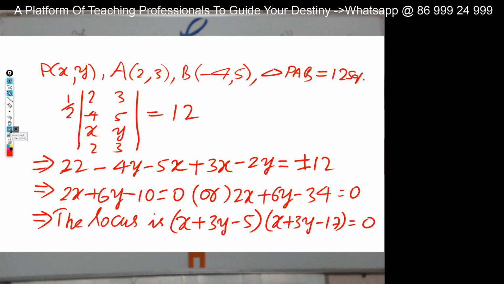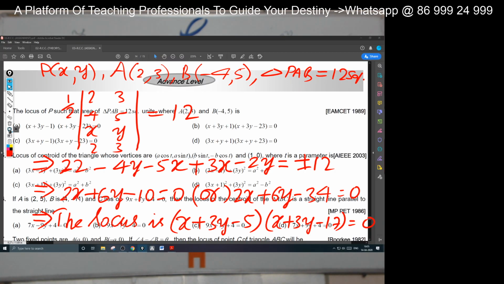So what is the adjustment here? Generally, this question is given in two types. The answer may be given by multiplying all this, or without multiplying, it can be given as two lines like this. So both are same. Let us check the answer. X plus 3y minus 5, x plus 3y minus 17. We don't have the answer here.